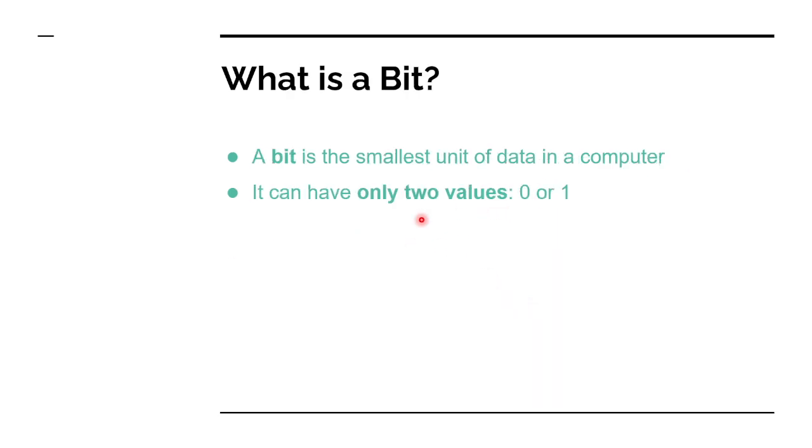Okay, so a bit is the smallest unit of data in a computer, and it can have only two values, 0 or 1. I already mentioned that, 0 or 1. The whole lecture will be on 0 and 1. And after that, we will go further like character, integer. Until then, stay with just this mini concept.